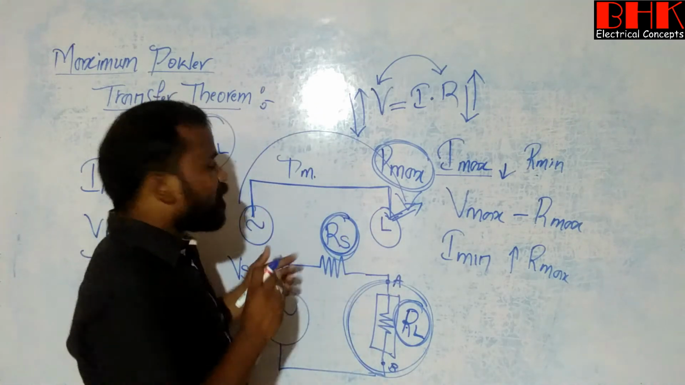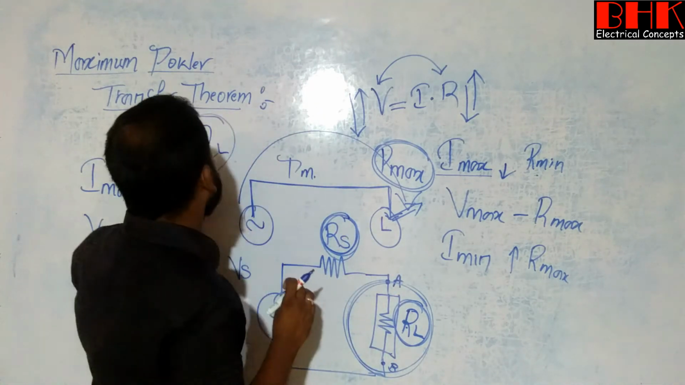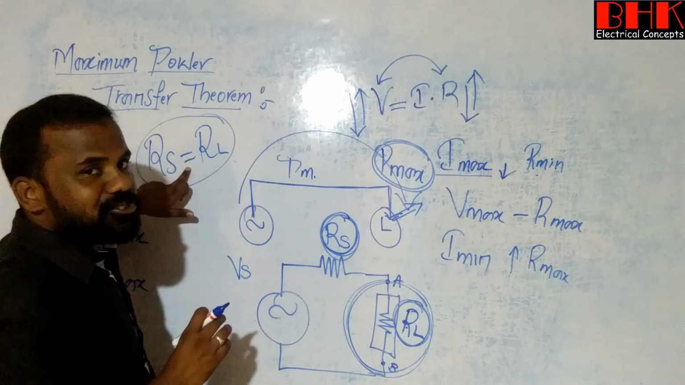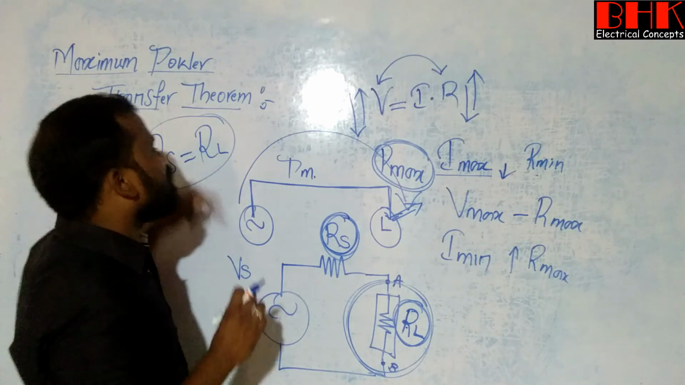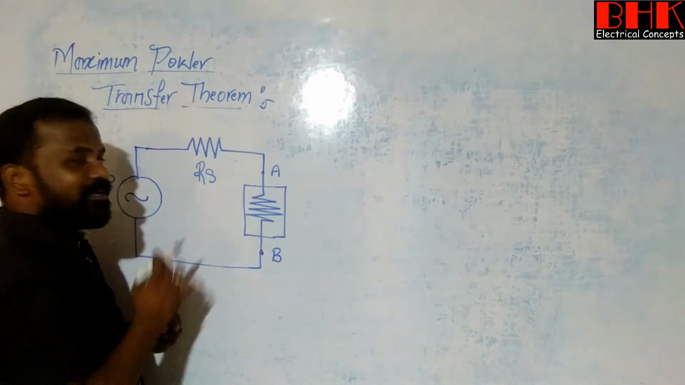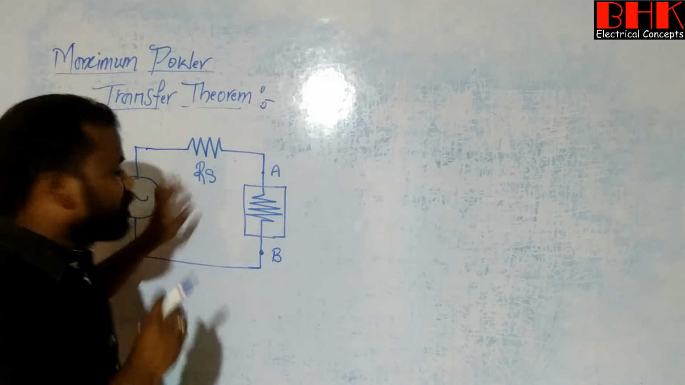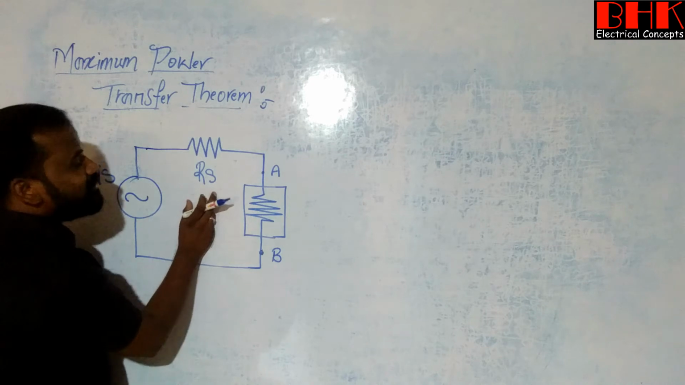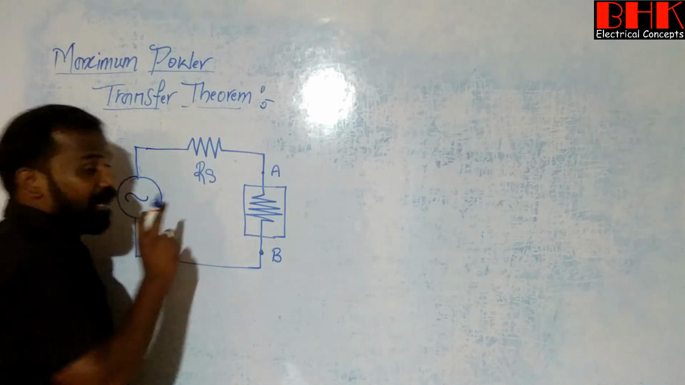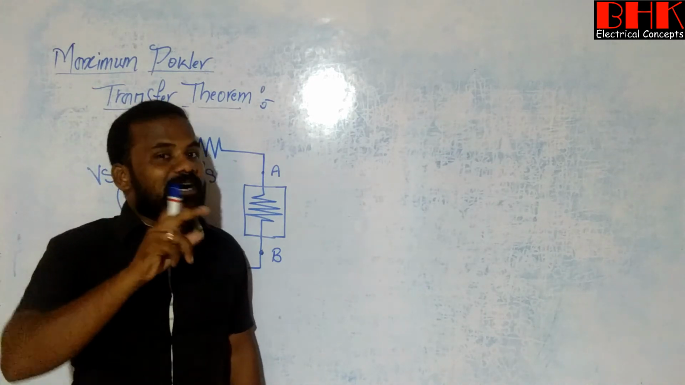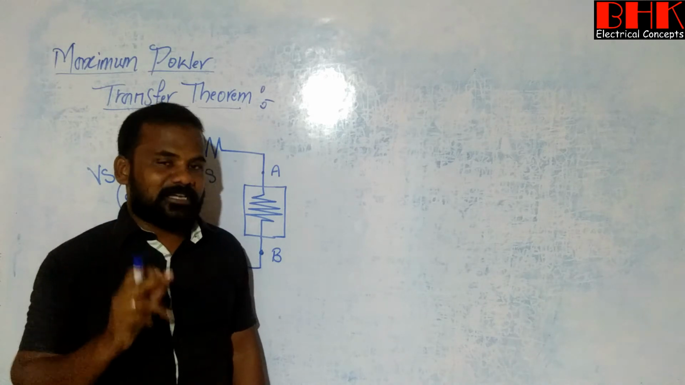With the help of that resistive circuit, we are going to derive the expression of RS is equal to RL. Now go to the particular circuit. This is the small circuit I am considering. Why am I considering this particular circuit? Because I need to get the expression for the condition RS is equal to RL.